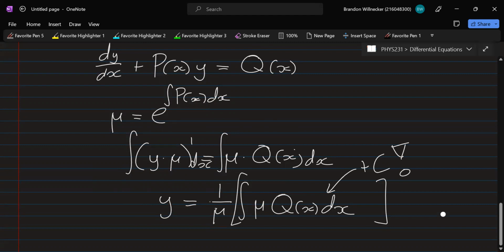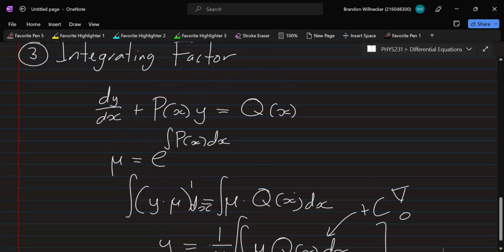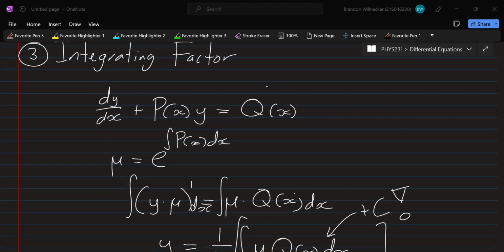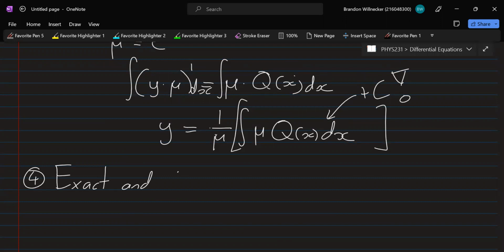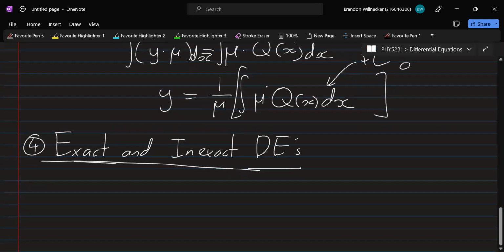So this is just the general idea of what we're going to be doing. The actual derivation of how we get this mu and how we solve problems, we're going to be looking at that in the next lecture. And number 4, exact and inexact differential equations. This is the last one that we're going to be going through for this chapter.